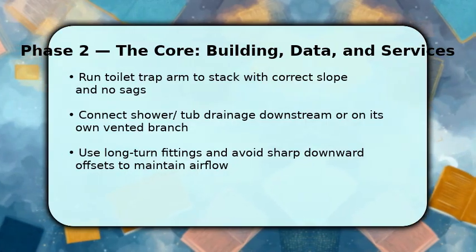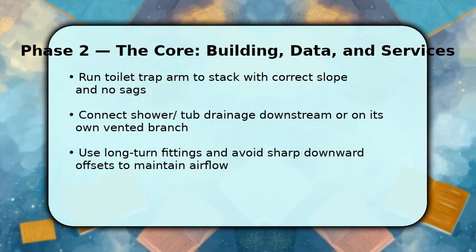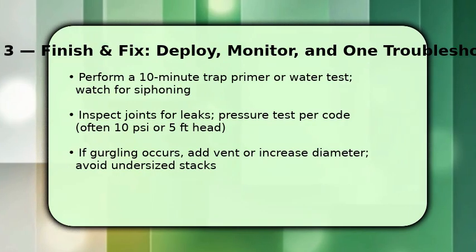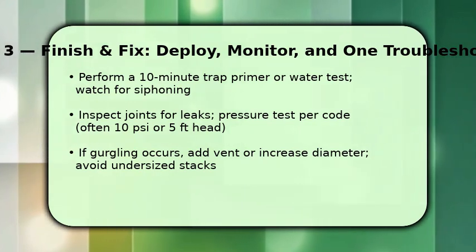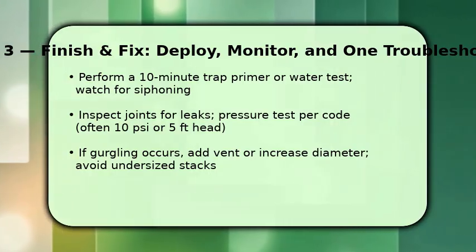Make sure all connections are accessible for finish by pressure or water testing the system. Run multiple fixtures simultaneously to simulate worst-case flow. You want to observe no trap siphoning and no persistent gurgling. If you hear noise, the venting is marginal.